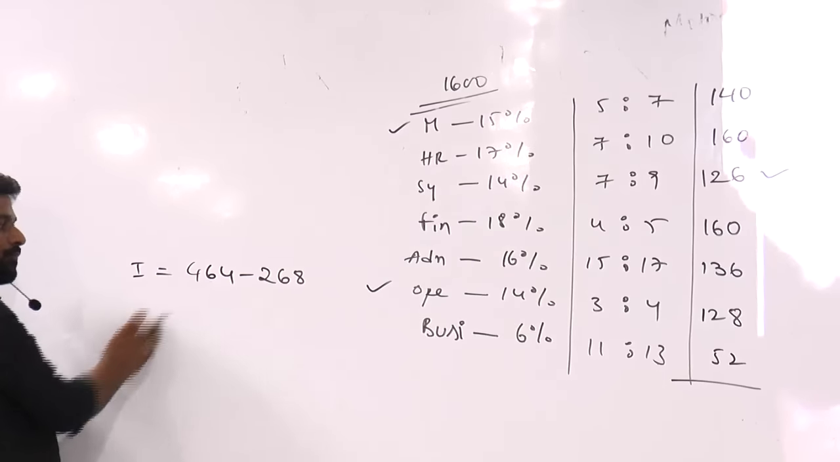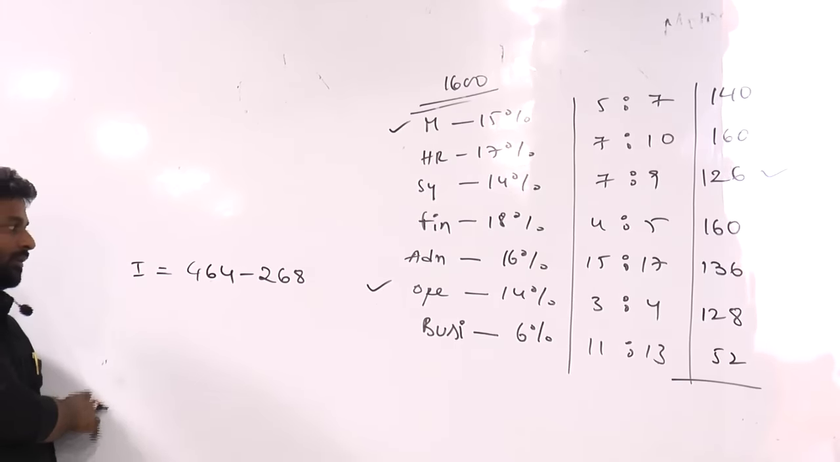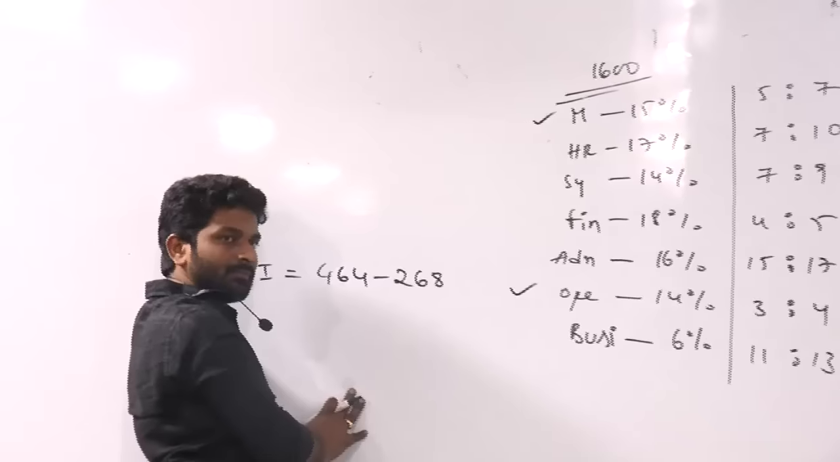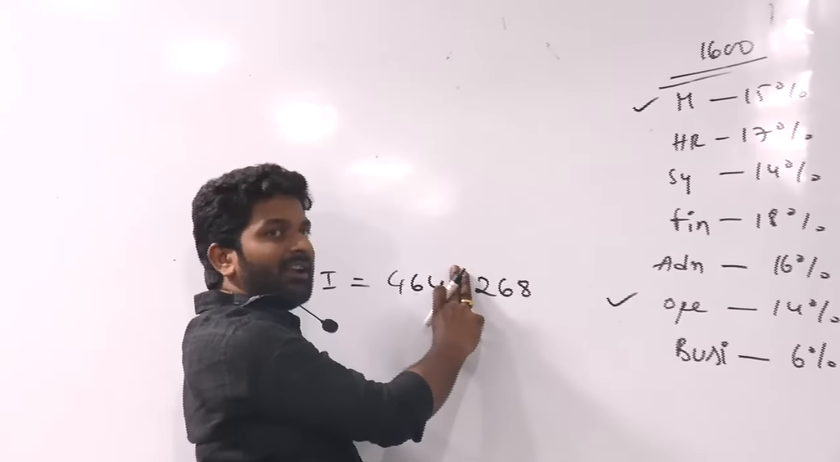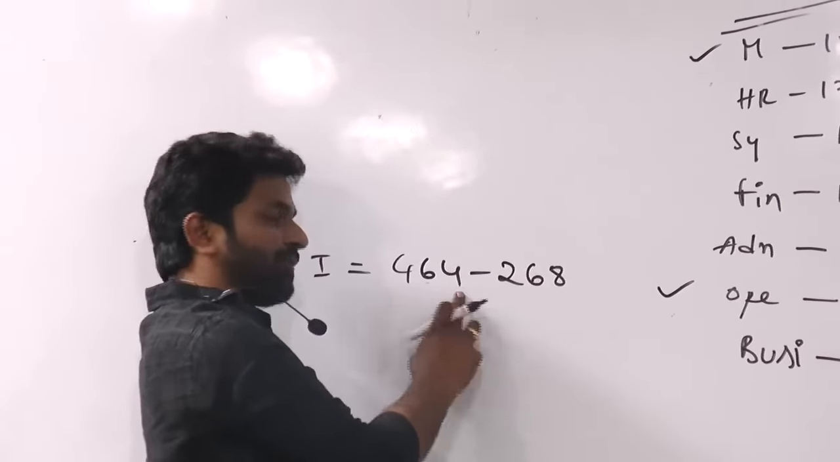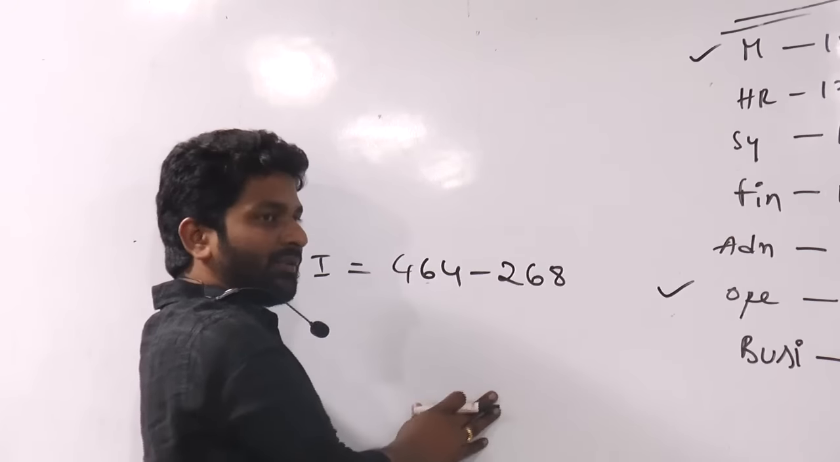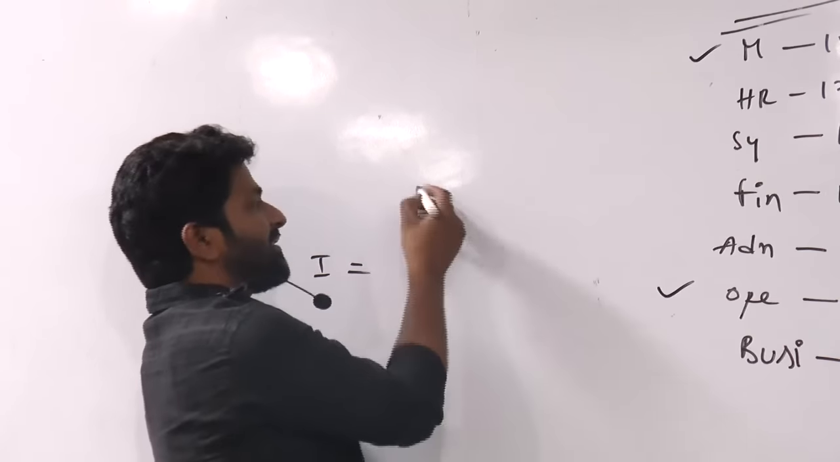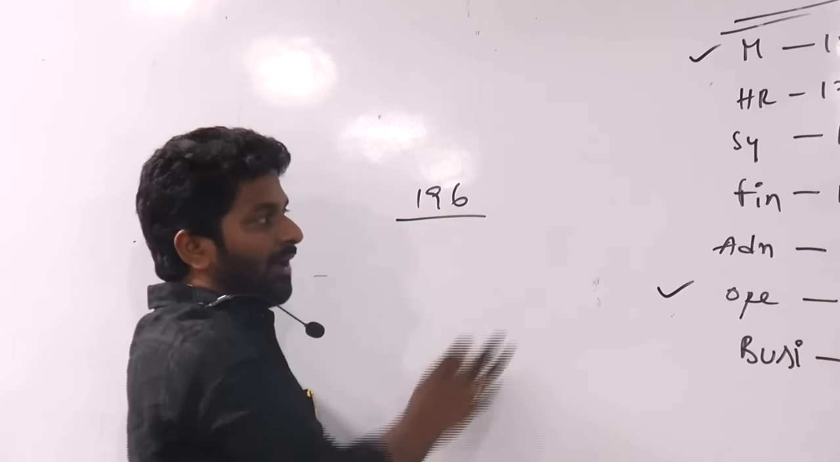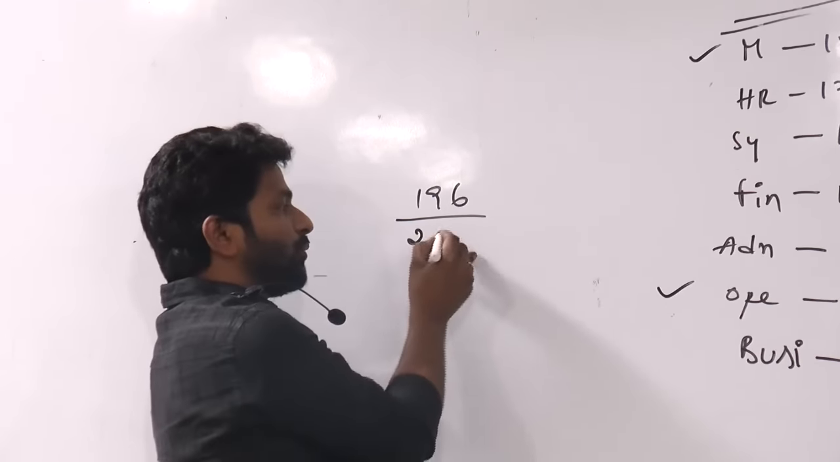Yes or no? Correct? So let me treat this number as 264 plus 4. 268, I will treat it as 264 plus 4. First subtract 264, you will have 200. 200 minus 4, 196. So 196 candidates are students who passed in first division, and second class 268.